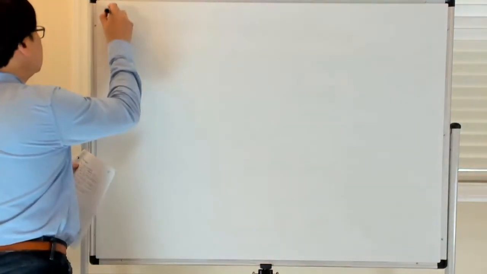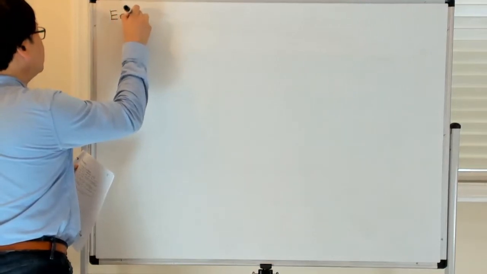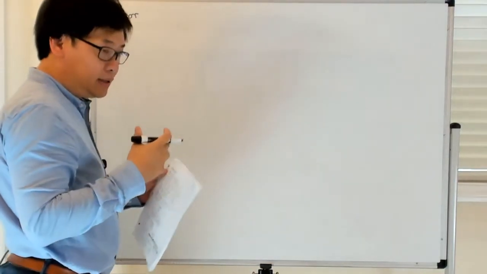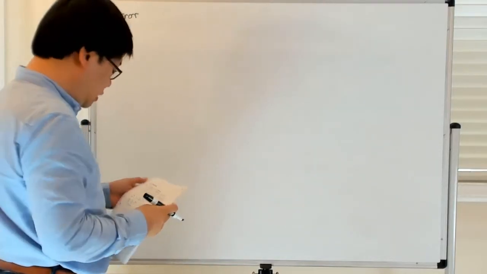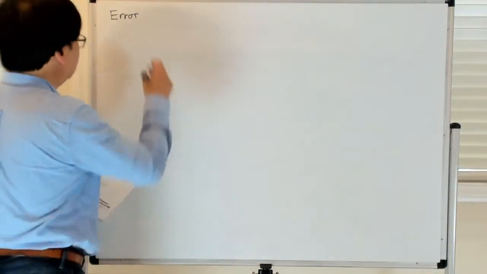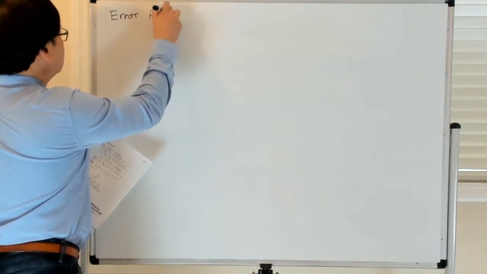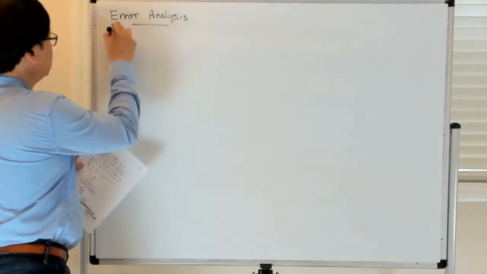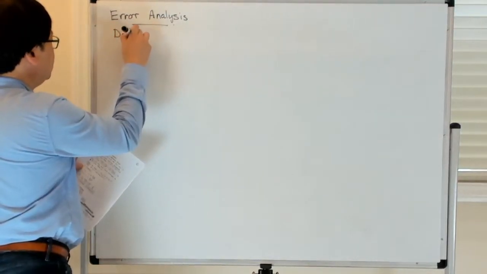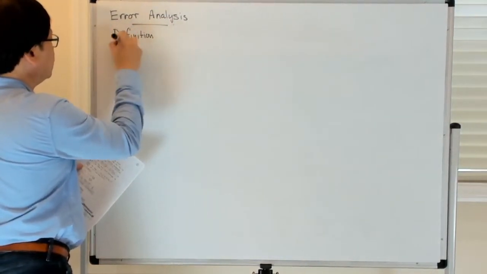All right, so now we're going to discuss error analysis. And in particular, we're going to make sense of what we mean by saying that the Newton method converges faster than bisection, for example. Okay. All right, so to quantify that, we're going to introduce this notion of order of convergence.